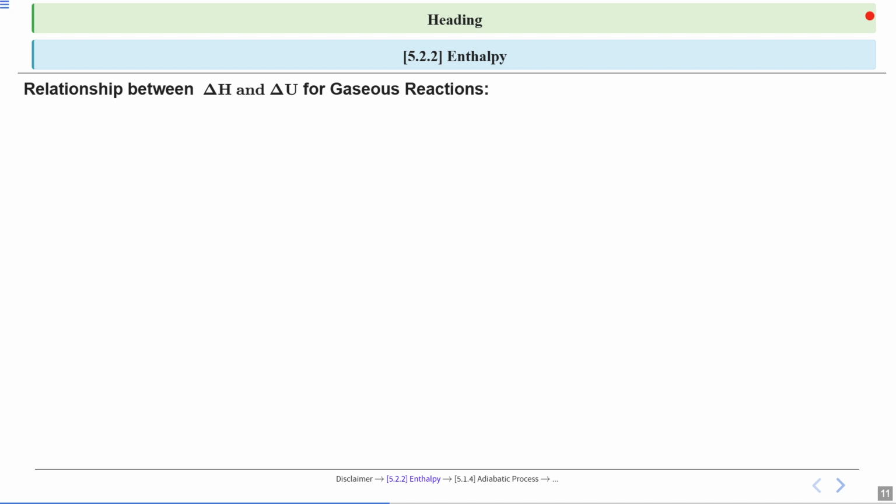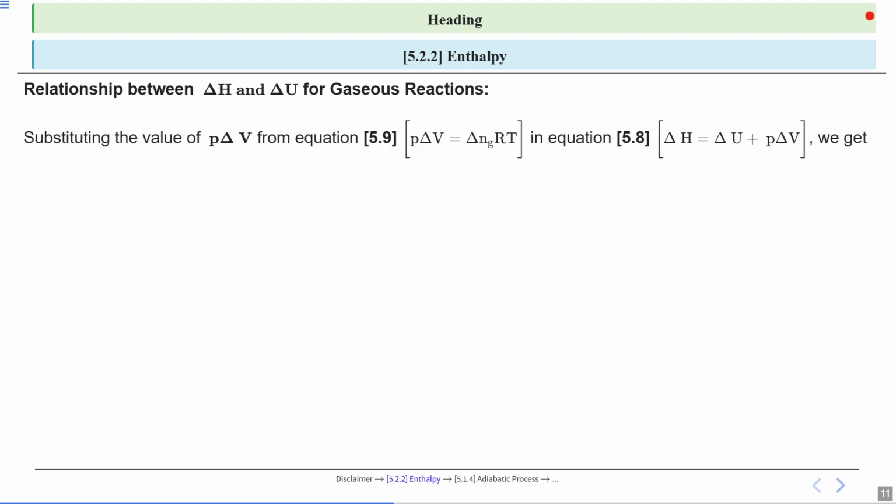Let us bring back our previous equation. What is that equation? It is delta H equals delta U plus P delta V. And in this case, let us substitute the P delta V with delta NgRT. So what will we get as the final equation? You got your very important equation from here, which is delta H equals delta U plus delta NgRT. So if you know the delta H, you can calculate the delta U very easily just by looking at the chemical equation.